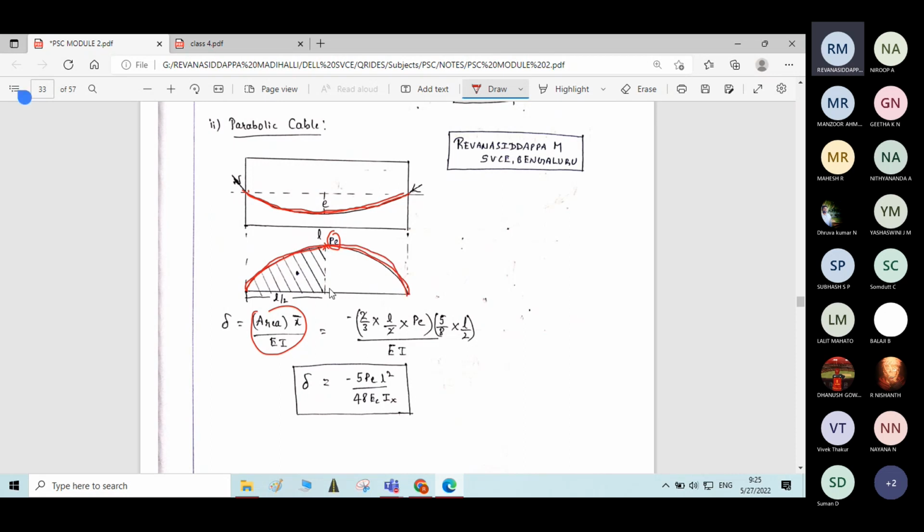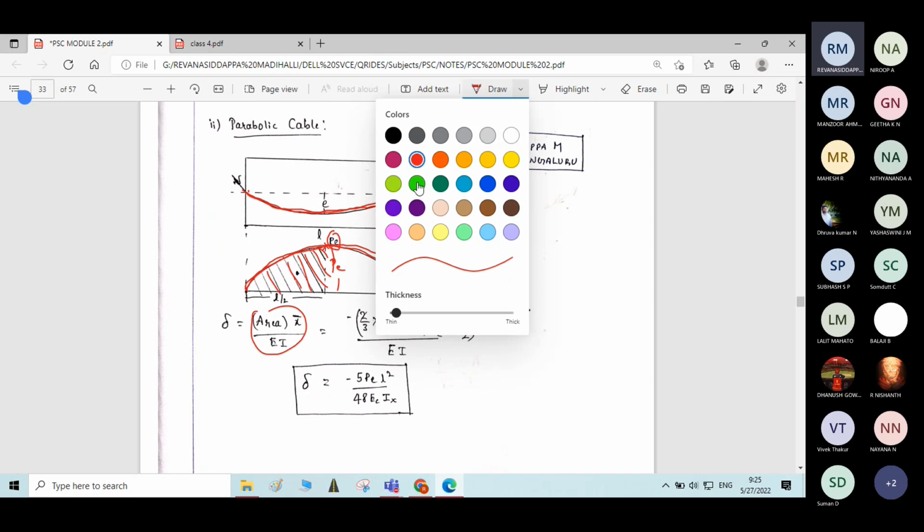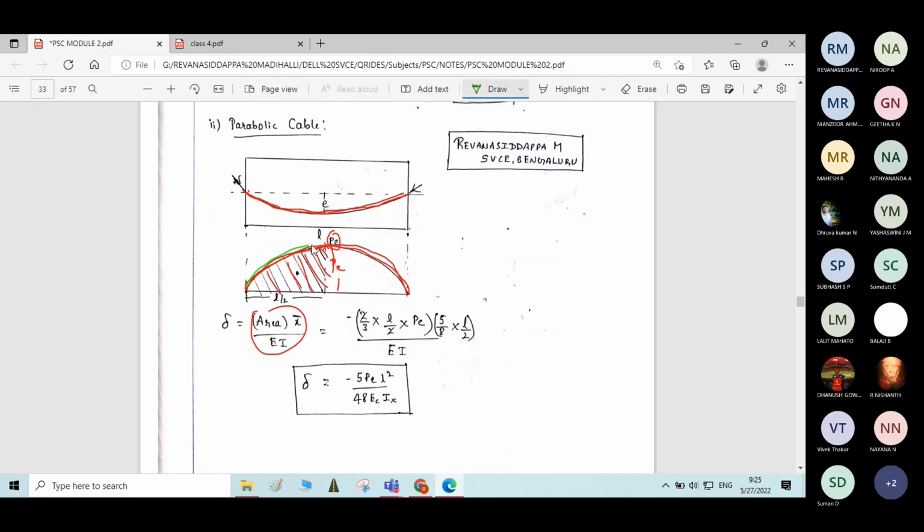Again here I have considered half of the bending moment diagram. Means L by 2 is the base width and height is PE. So area into x bar divided by EI. Area, so this is the parabola. What is the formula for area of the parabola? It is area is equal to 2/3 of base into height. 2/3 of base into height. 2/3 of base is L by 2, height is PE.